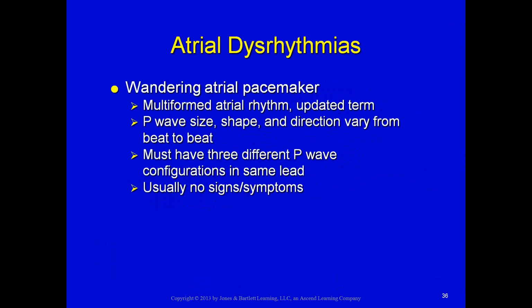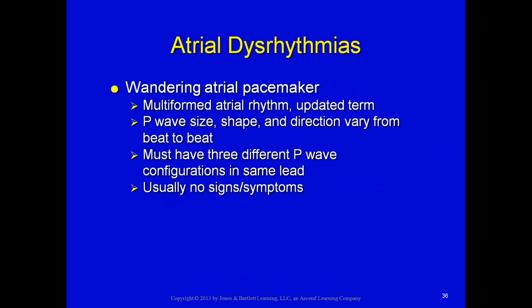A wandering atrial pacemaker. What happens here is multiple sites on the atrium take turns firing, causing the atrium to contract. But because there are multiple sites taking turns, the P waves all have different shapes and may have different directions. Some may be above, some may be below, some may be biphasic, and it varies from beat to beat. In order for you to have a wandering atrial pacemaker, you have to identify three different types of P waves in the same lead.